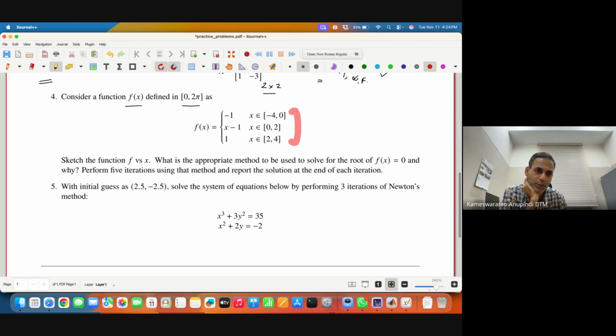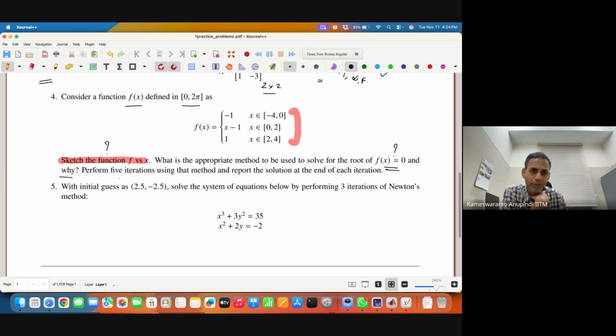The first problem is to sketch the function f versus x. Then, what is the appropriate method to solve for the root of the function f of x equal to 0? Out of the methods that we have learned, bisection method, Newton's method, secant method, and so on, after you sketch this, you will be able to realize which is a suitable method, or why a few of these methods cannot be applied. Only a particular method can be applied. I think you'll be able to reason it out once you draw the sketch of this function.